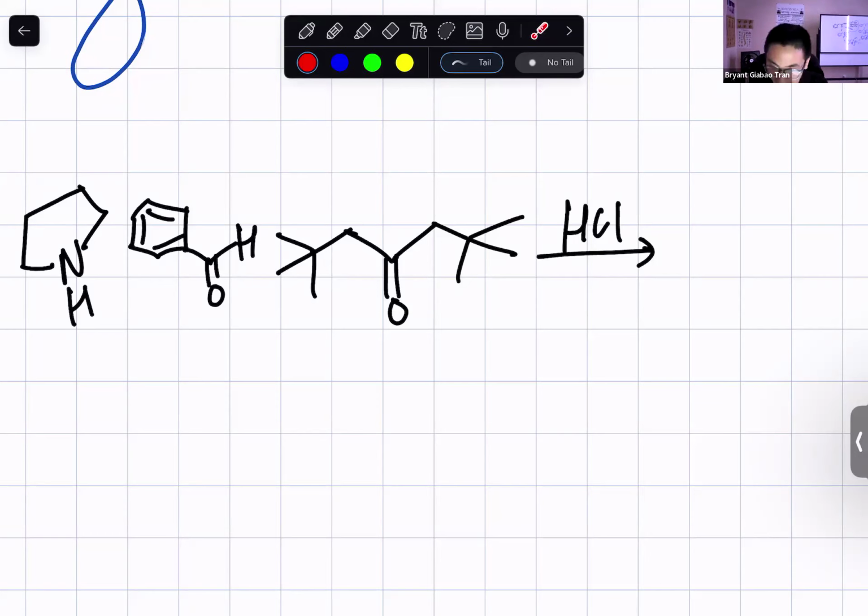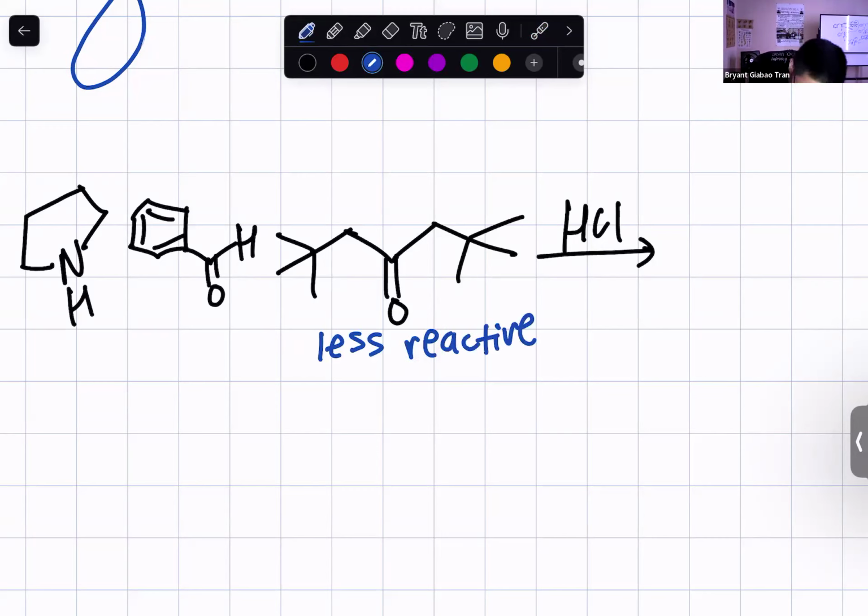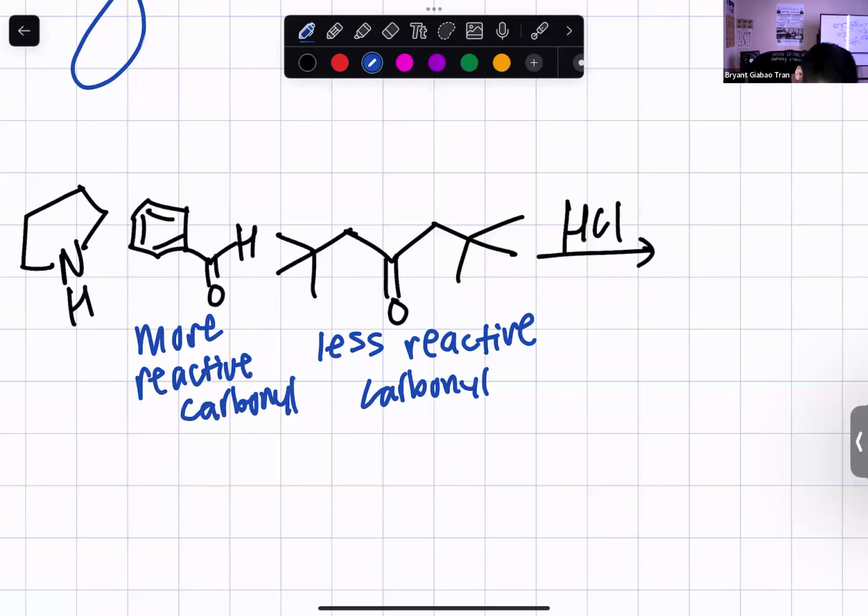Yes. Let me know what you did. How'd you do it? Let's see. Third reagent is the less reactive carbonyl. Second reagent is the more reactive carbonyl. And then this is the amine.